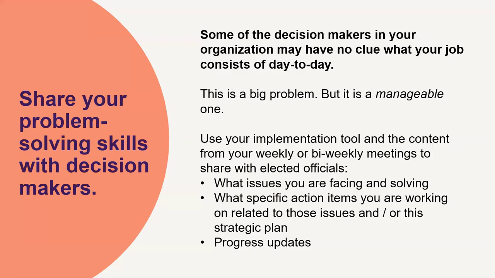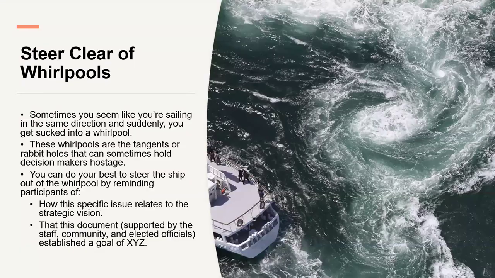This makes sense. You're the subject matter expert within your own kingdom, so to speak. But how do you translate that into digestible information that those elected officials can lean on so that they better understand your department? So you can manage this issue by using that implementation tool. What you generate from those bi-weekly strat plan meetings will generate content and issues and progress updates you can share directly with elected officials.